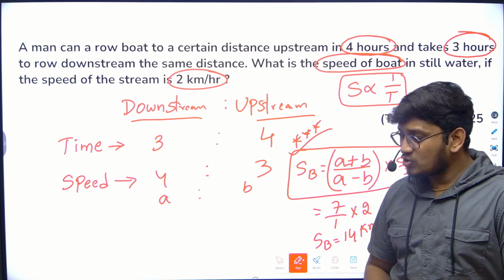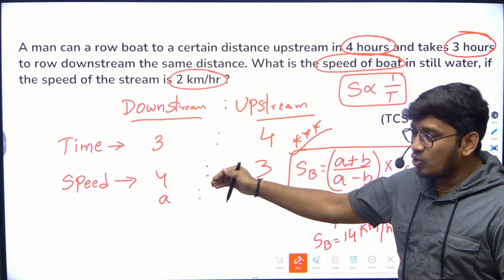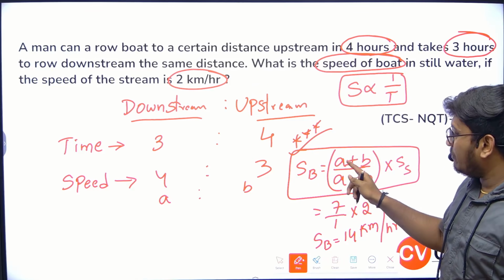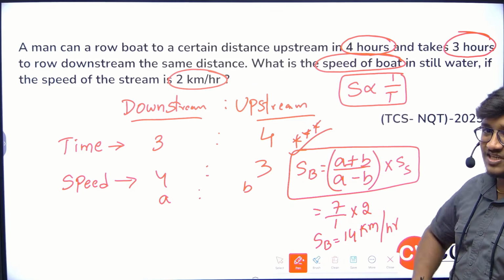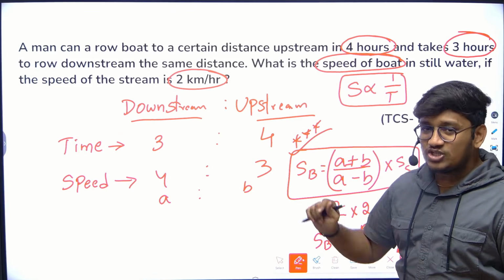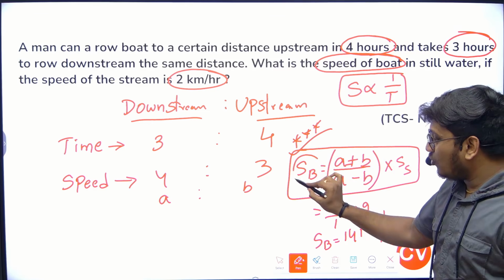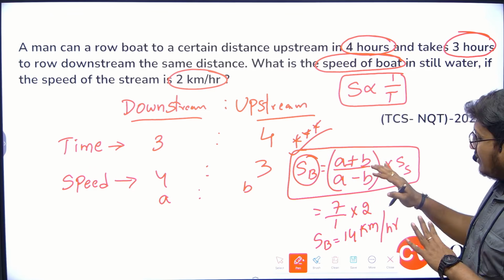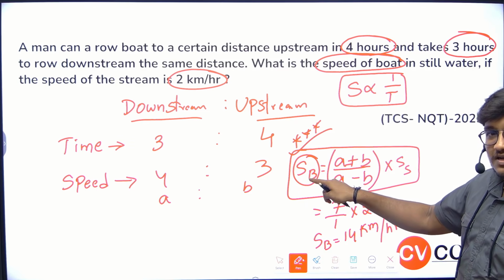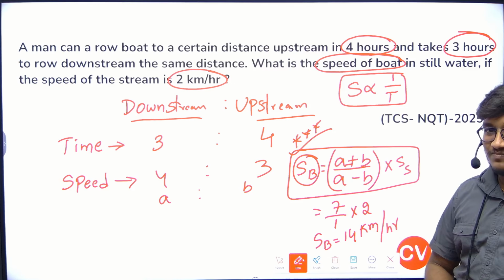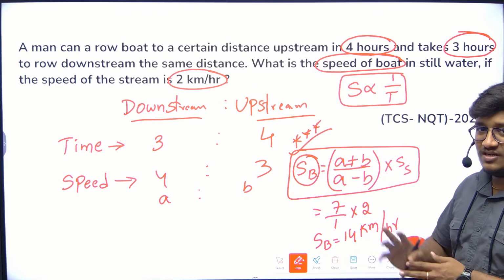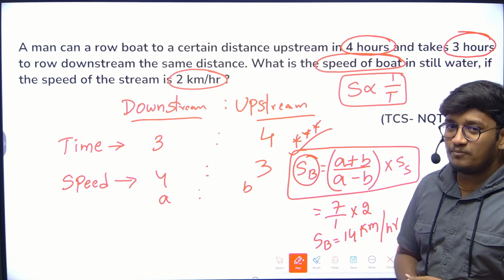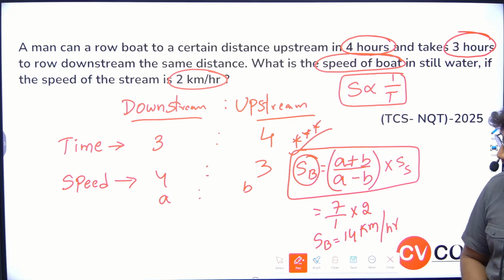That's it. The only thing you need to remember, when you know the ratio of their times, is that the speed of the boat is (a plus b) by (a minus b) into the speed of the stream. Sometimes, after knowing the ratio, they will give the speed of the boat and ask you to calculate the speed of the stream. You can do the same using the same formula. Hope you are all clear with this. This is the question from boats and streams. Let's move on to the next one.